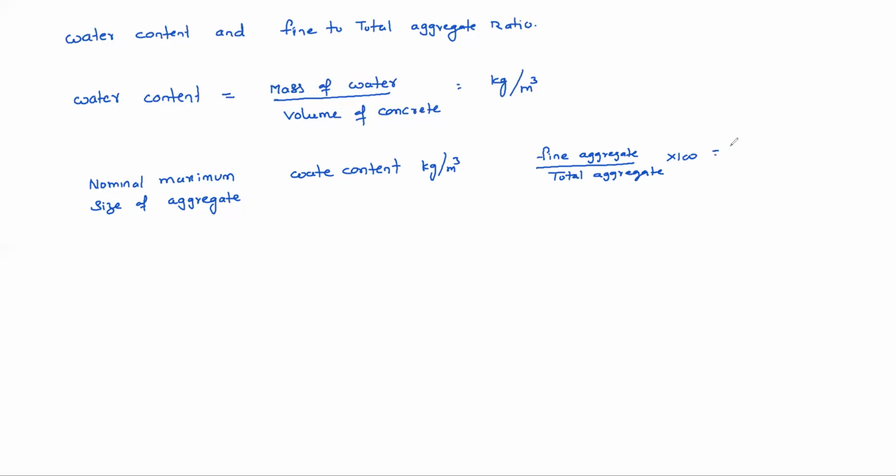Let us assume it is a P. That means percentage of fine aggregate in total aggregate, right? Total aggregate means fine aggregate as well as coarse aggregate. In the total aggregate, fine aggregate means sand. How much percent of sand are we using? That is the ratio. Fine to total aggregate ratio means sand percentage in the total aggregate.